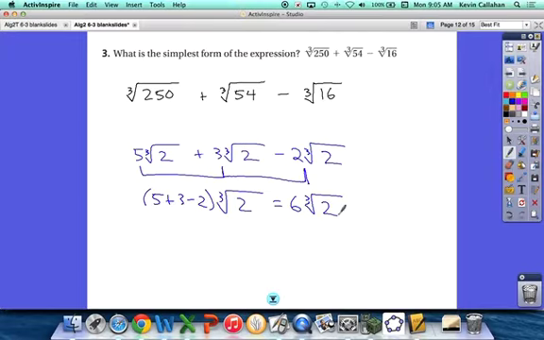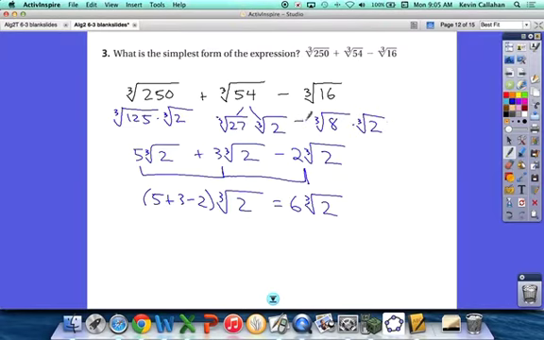And then just so we put that in, this is the cube root of 125 times the cube root of 2. This was the cube root of 27 times the cube root of 2. Cube root of 8 times the cube root of 2.